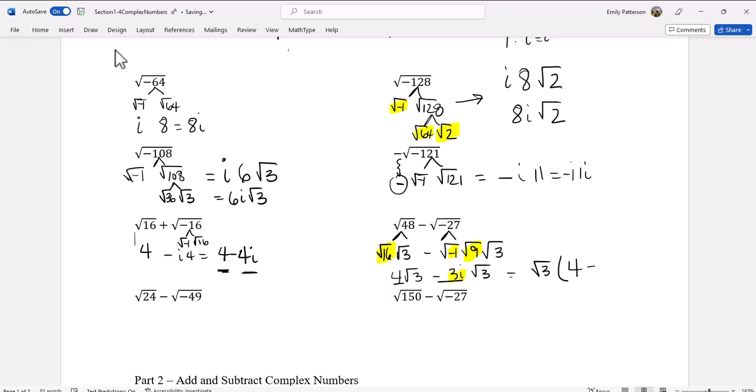But again, do not combine the real component of the term and the non-real component. I'll take both of these as a matter of fact. So go ahead and pause the video and try these two problems as well.